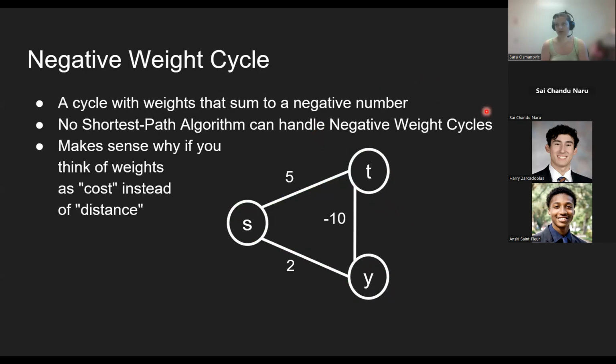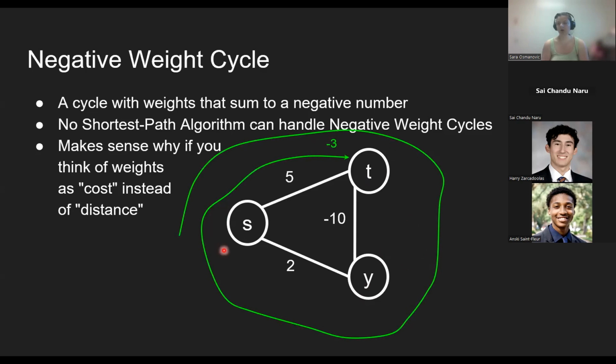So negative weight cycles: a cycle with a negative weight is a cycle that, when you look at its edges, the total weight sums up to a negative number. No shortest path algorithm can handle negative weight cycles. This makes sense if you think about weights as cost instead of distance. The reason we cannot handle negative weight cycles is because you will keep going back and forth in this cycle. You will not visit any other nodes because of the negative weight. You'll just keep moving on in the cycle.